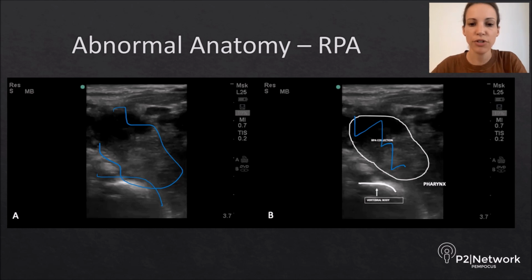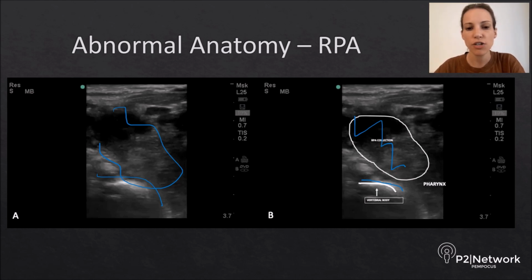Inflammation in general for an RPA is similar to inflammation that you see in other parts of the body. So remember to look for thickening of the tissue layer and loss of these normal tissue appearances. The same principles apply for both. And also that these fluid collections usually always appear anterior to the vertebral body in an RPA.